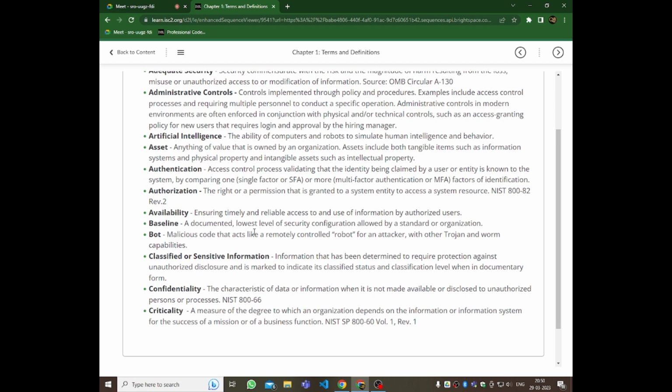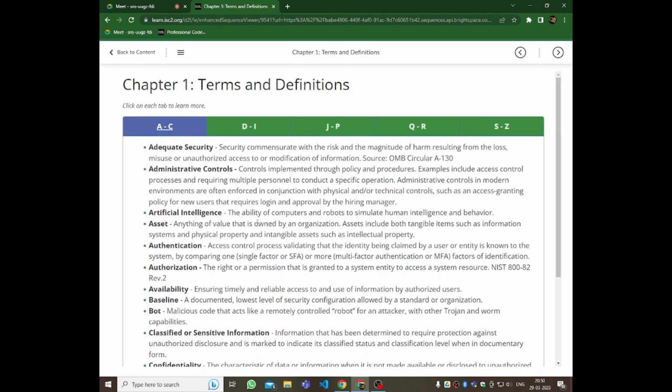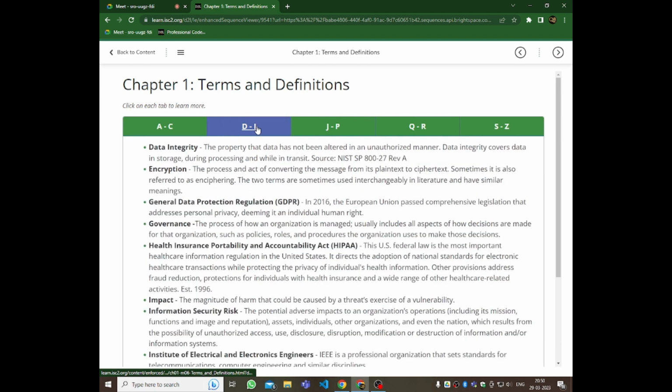The last one is criticality: a measure of the degree to which an organization depends on the information or information system for the success of a mission or of a business function. This is all about terms and definitions of A to C. Let's see D to I.